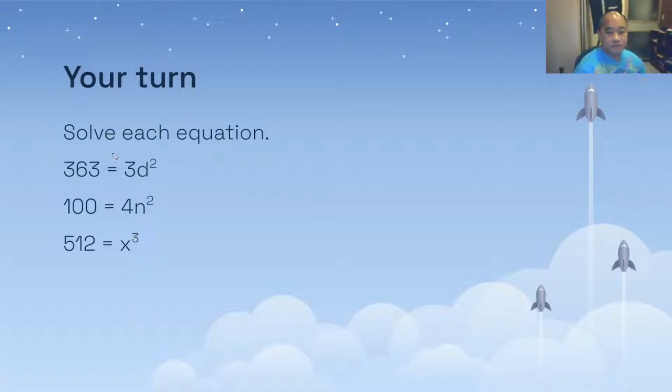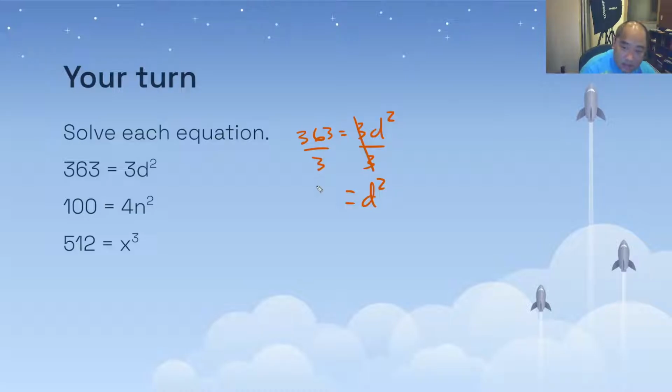Okay. So first we would take 3D and we would divide both sides by 3 to get rid of the 3 in front of the D, so we just have D squared left. I'm sorry, it's 3D squared. And on this side, we would have 121. The square root of both sides, that would be plus or minus 11.